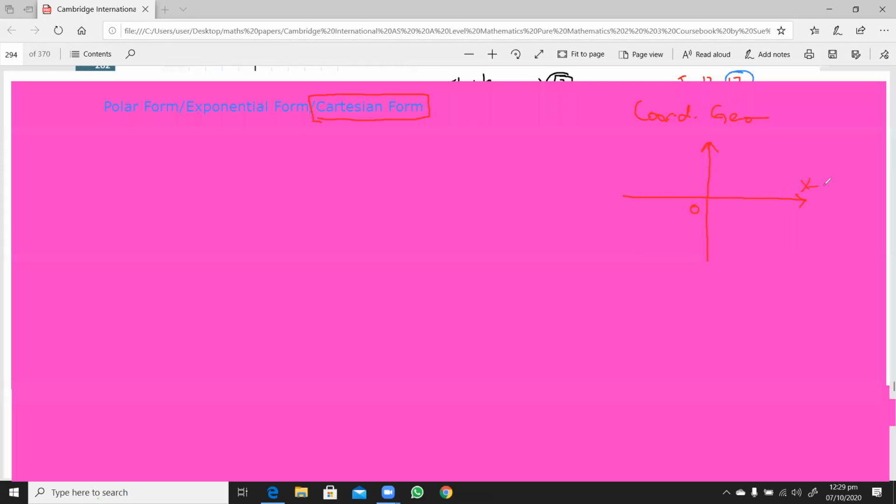If this is the x-axis and this is the y-axis, what do we call this two-dimensional plane? This is called a Cartesian plane.